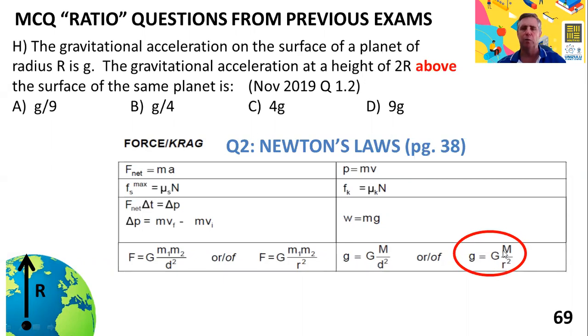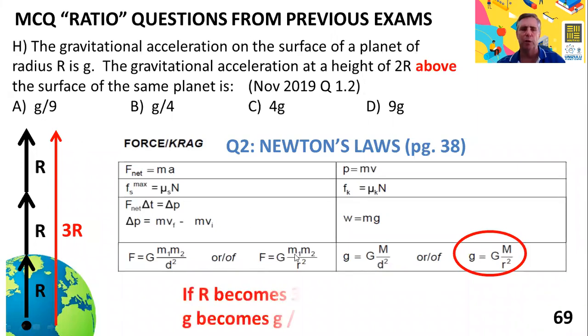Now, in this case, of course, the mass of the planet is not going to change. The distance is going to change. What you need to notice is the question said 2r above the surface of the same planet. Now, 2r above actually means 3r from the center. And you need to pay attention to that so that you don't make a mistake. So if r becomes 3r, then g becomes g over 9 because r is squared.